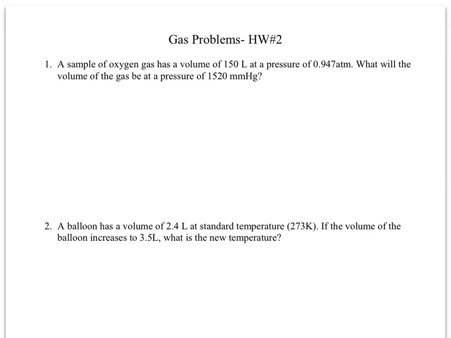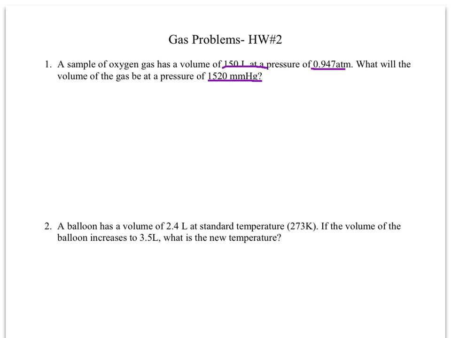In this video, I'm going to show you guys how to do problem number 1 on the blue sheet, which is the homework over the weekend. So problem number 1 says we have a sample of oxygen gas. It has a volume of 150 liters at a pressure of 0.947 atmospheres. And then what will the volume of the gas be if the pressure is 1520 millimeters of mercury?